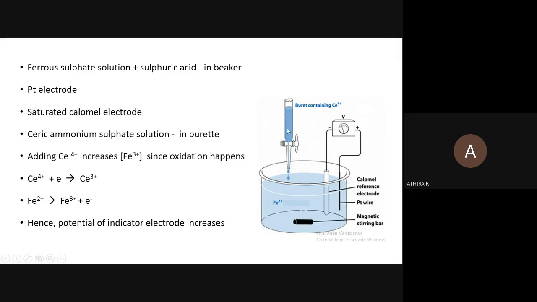Again, we are adding 1 ml cerium 4 plus. Again, there will be a value in the voltmeter. That value is noted. Again, we are adding 1 ml cerium 4 plus. There will be a change in the EMF value. That value is noted. So we have values of volume of Ce4 plus and its corresponding EMF.